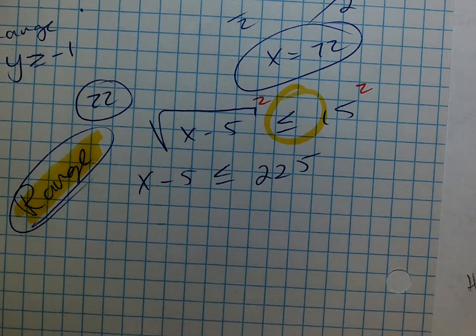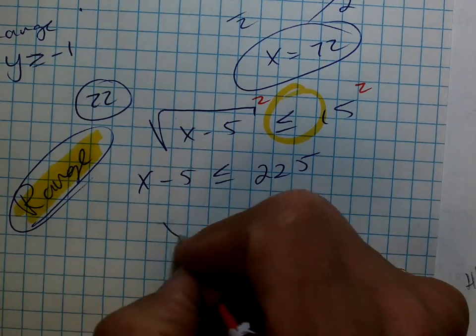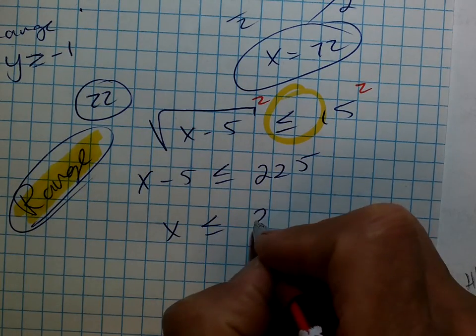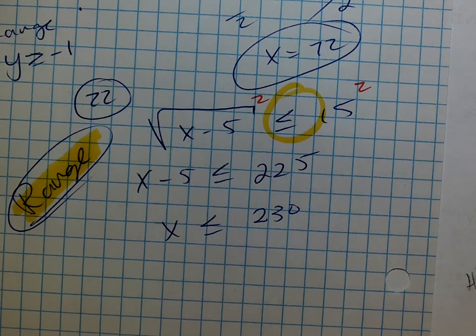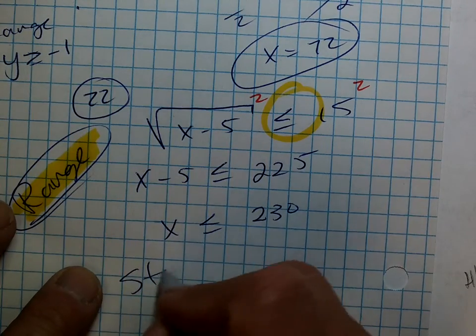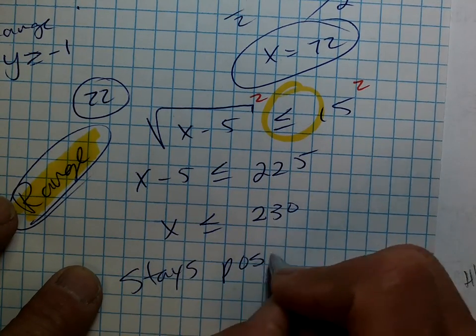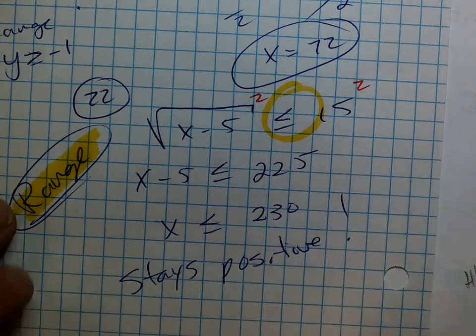15 times 15, plus 5 plus 5, x is less than or equal to 230, right? But that's only part of the answer because you can't have negatives under the square root, right? So now let's make sure it stays positive. Make sure it stays positive.